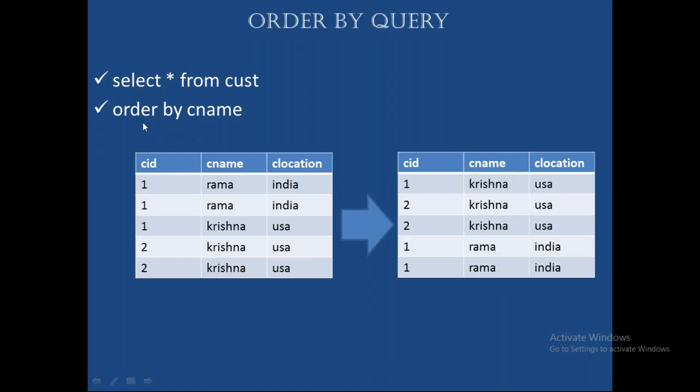So can you tell me, if I say order by customer ID, will I get the records in the same order, or will the order change? The order will be the same only, because 1 1 1 2 2, the order is the same.